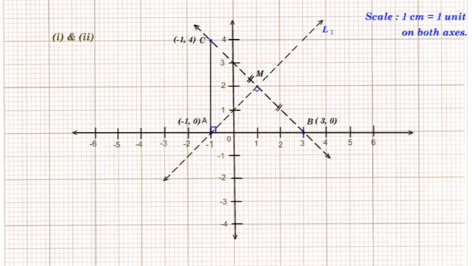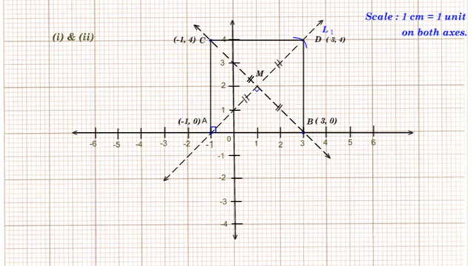Now for the second part, we want to find the coordinates of the point D. Now if BC and this line L1 have to be the lines of symmetry, then we take the point D on the opposite side of point A such that distance AM is equal to distance MD. So we get point D as (3, 4).